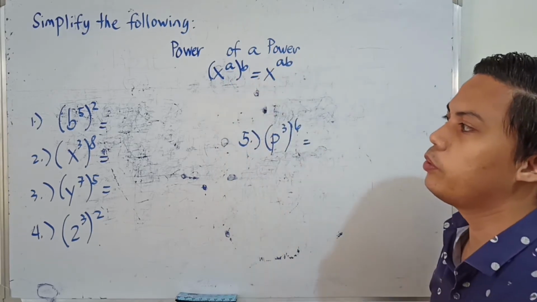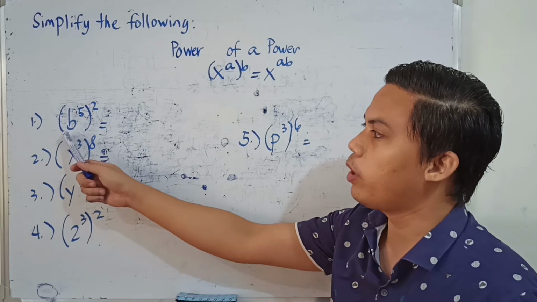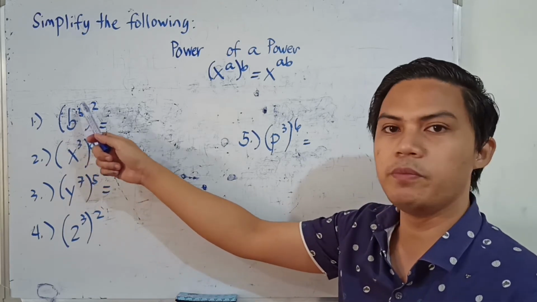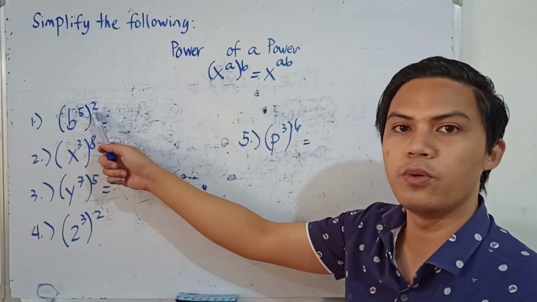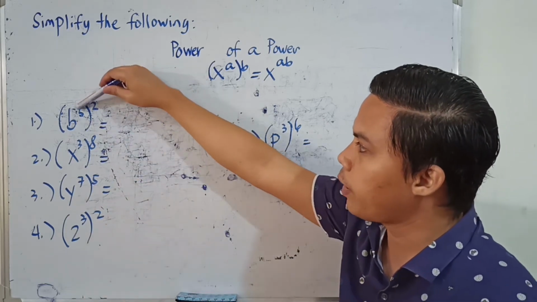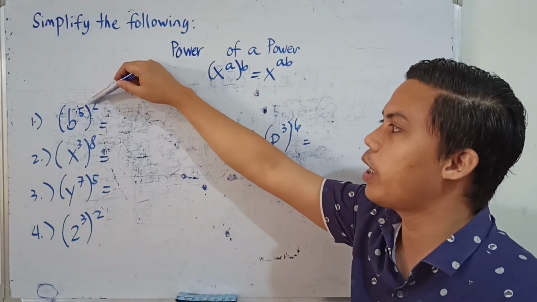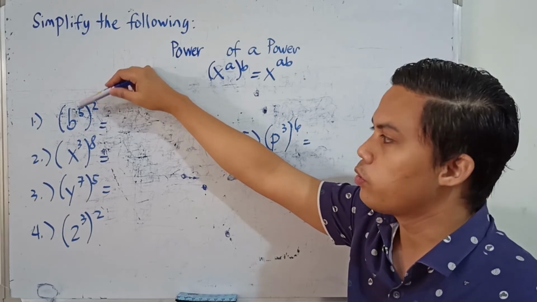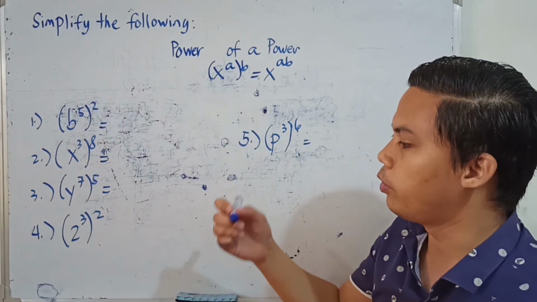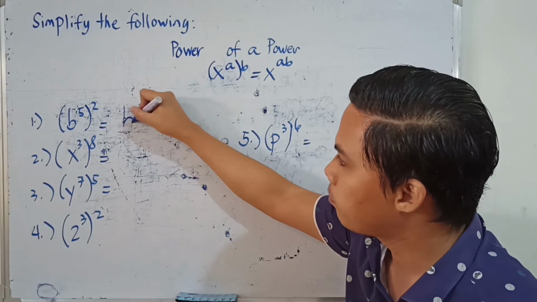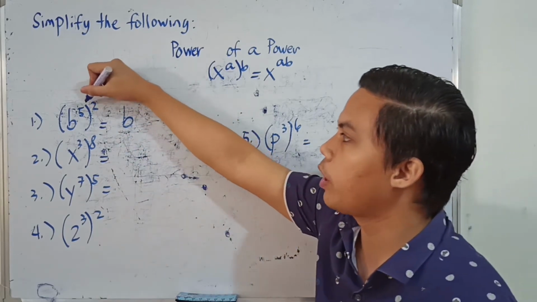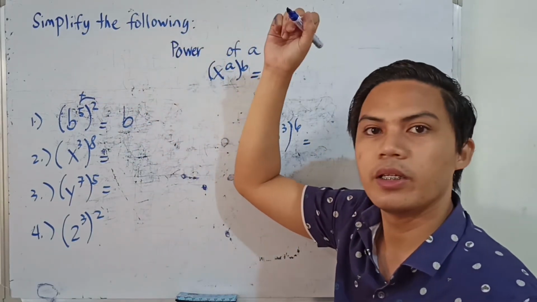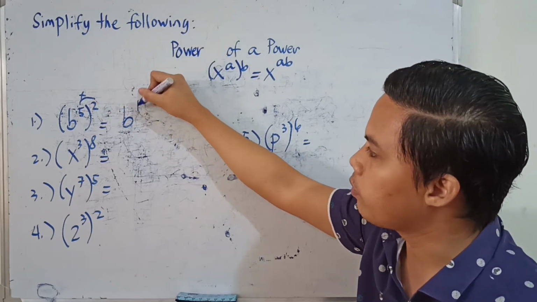So how are we going to do that? Example number 1, the quantity b raised to 5, quantity raised to 2. So kung mapapansin natin, yung 5 na power ay ni-raise na naman agad sa power ng 2. So all we need to do is to copy yung b or yung base natin. Then i-multiply natin yung dalawang exponents. So 5 times 2, that is equal to 10.